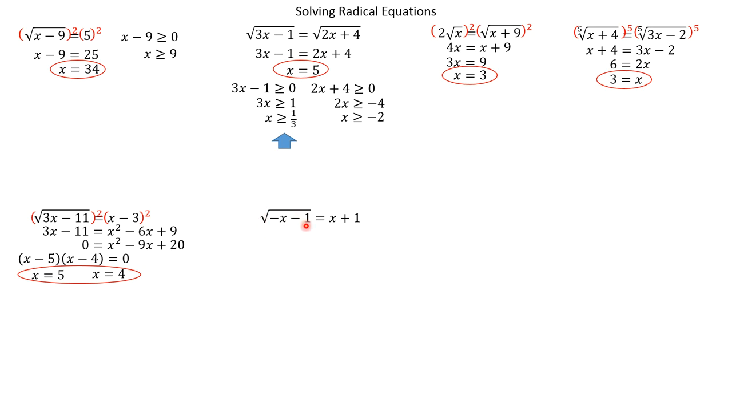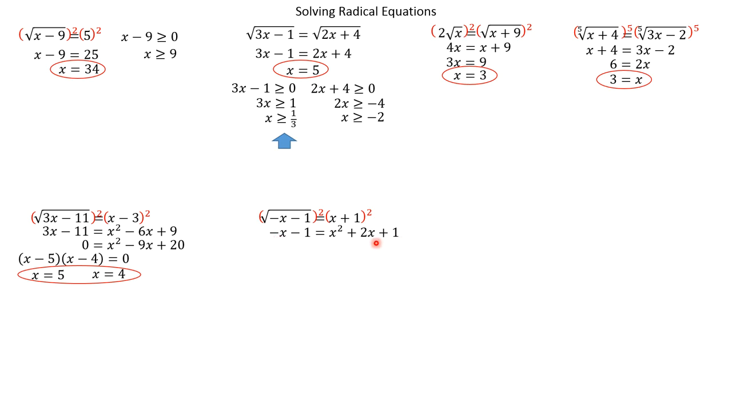The square root of negative x minus 1 equals x plus 1. First step, we need to square both sides. When we do that, the square root goes away here. The negatives stay. People like to try and make it positive because when you square things, it becomes positive. But it gets rid of the square root. The negatives stay, and this becomes x squared plus 2x plus 1.